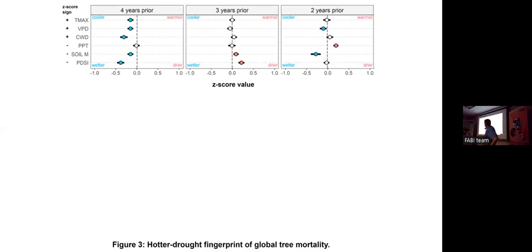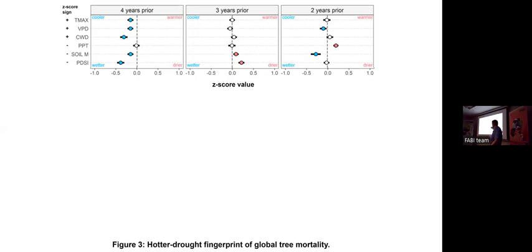When the data points I show you are to the left of the center line, that means they're significantly wetter or cooler than the long-term climate trend during that year. When they're to the right of the line, they'll be colored red. That means they're significantly warmer or drier for that relative metric. And this is showing you the 4, 3, and 2 years prior to the mortality of Earth's forests.